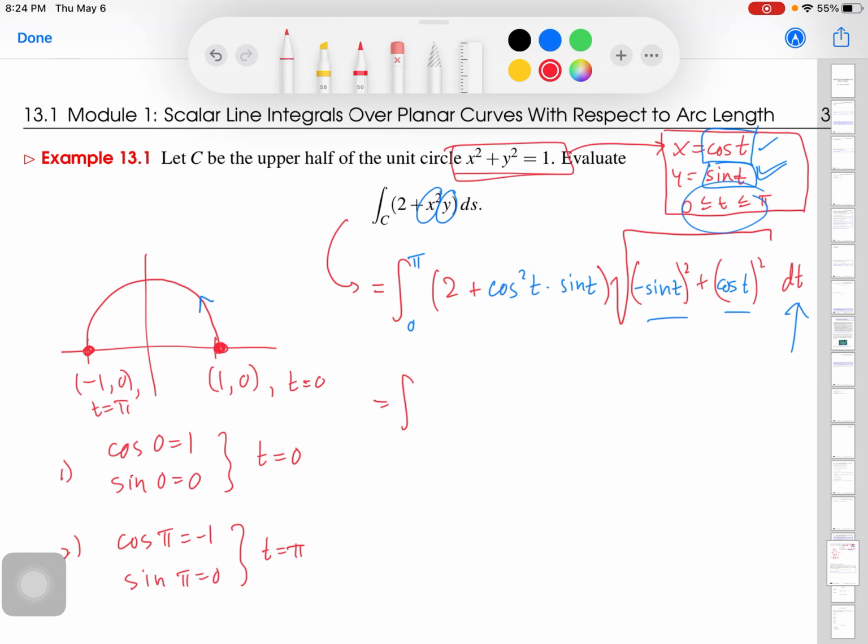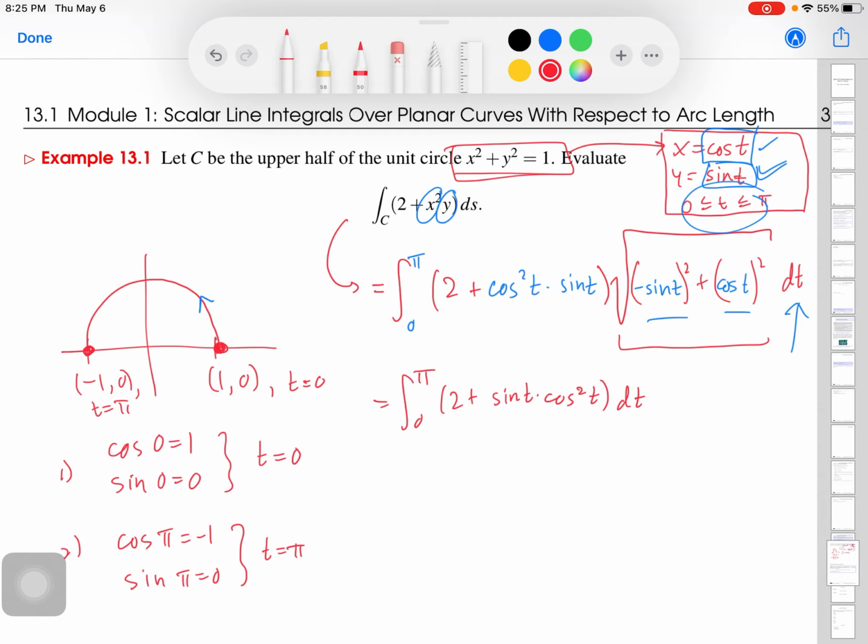I just now have a single variable integral, right? Everything in here depends on t. So I'm going to simplify a little bit, but leave you to work out the details so that we can get to the new skills in this lesson. Notice that this is effectively sine squared plus cosine squared, which equals 1. So this entire square root goes away. And I am left just integrating this integrand.